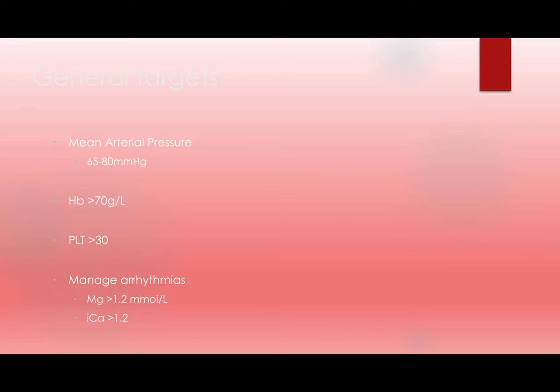Arrhythmias are really common in patients on intensive care, and to try and manage those arrhythmias, the first things that you can do are really simple, and that is to give the patient magnesium. Magnesium acts as a membrane stabilizer, so try and aim for a high magnesium above 1.2 millimole per litre. The other thing that's really important that people often forget about, because it's not something that's generally looked at in general medicine and patients on the wards, is the ionized calcium.